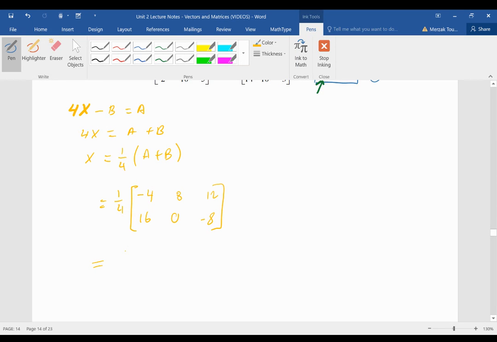So 1/4 times negative 4, that's negative 1. 1/4 times 8, that's a 2. 1/4 times 12, that's 3. 1/4 times 16, that's a 4. 1/4 times 0 is 0. 1/4 times negative 8, negative 2. And that's the matrix X we were solving for.